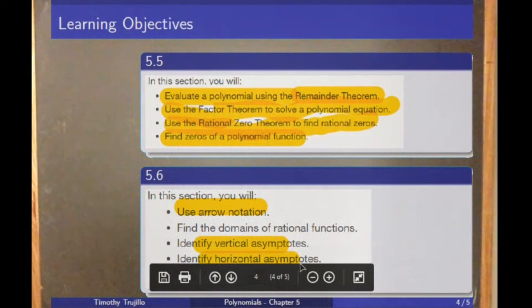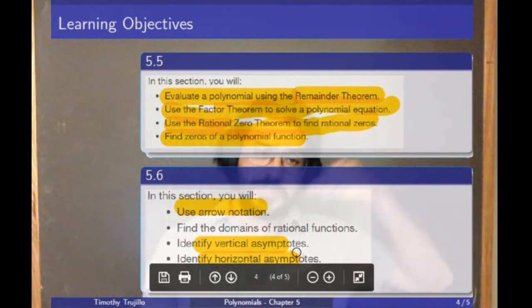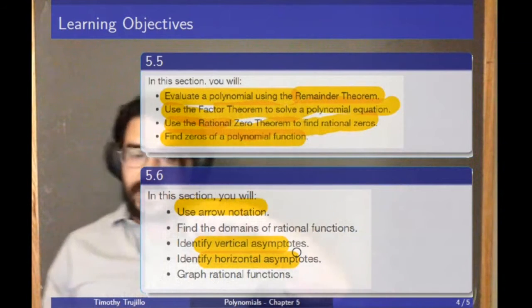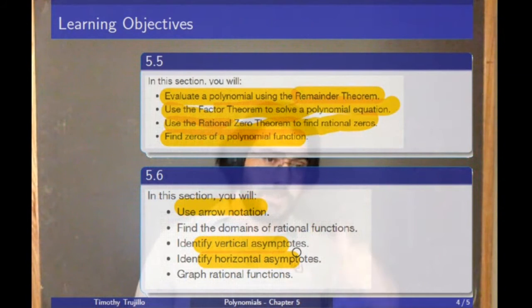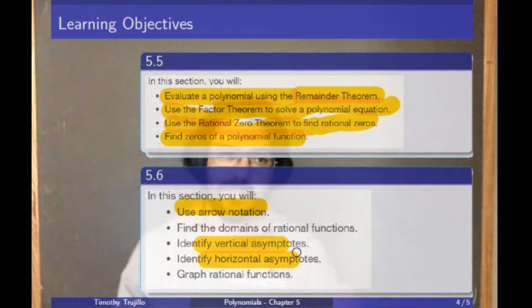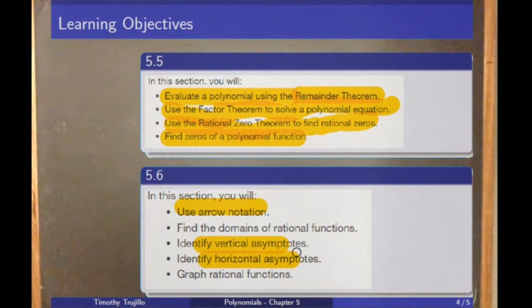The horizontal were much easier than the vertical because for the horizontal, you just had to look at the degrees of the two polynomials. If the degrees were the same, then you just look at the ratio of the two leading coefficients. If the degree on the bottom was bigger, then there's a horizontal asymptote at y equals 0. And if the degree on top is 1 more than the bottom, then there's a slant asymptote, and anything else means that there is no asymptote at all in the horizontal direction.